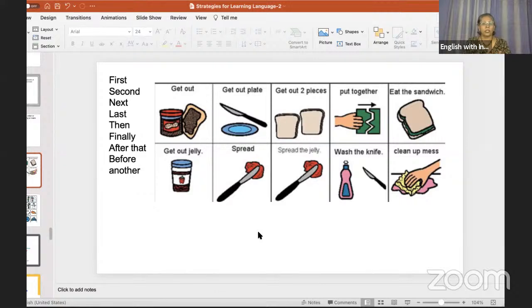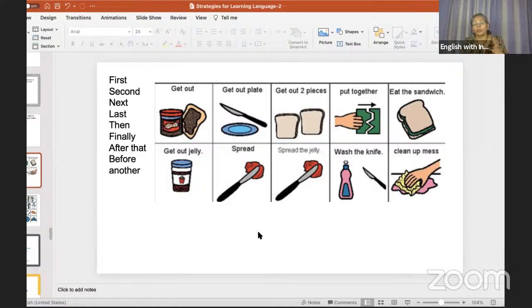The second picture you see, get out plate. The third picture you see, get out 2 pieces. You can see put together, eat the sandwich, get out jelly, spread the jelly, wash the knife, clean the mess. These are just examples. It's not like you have to use all these words, or you can use your own vocabulary. What our focus is, is to follow the sequence, how you can make a peanut butter or a jelly sandwich or something like that.